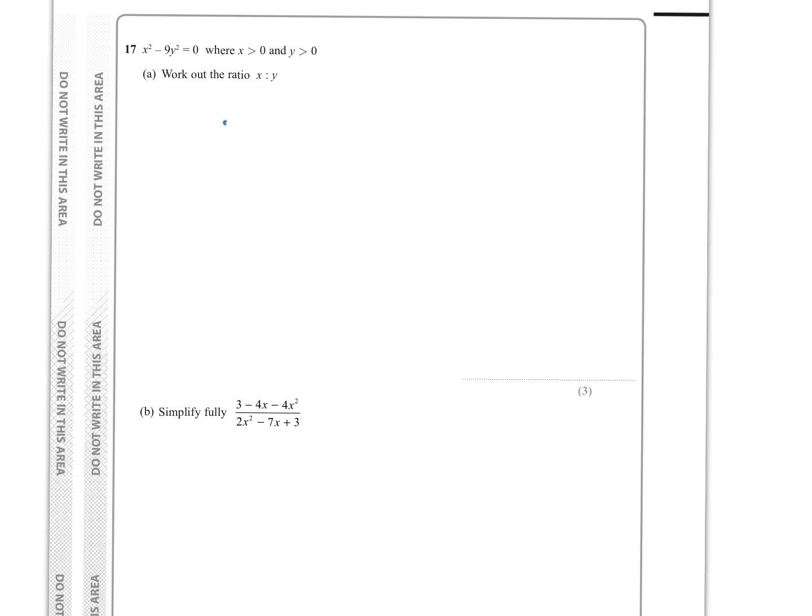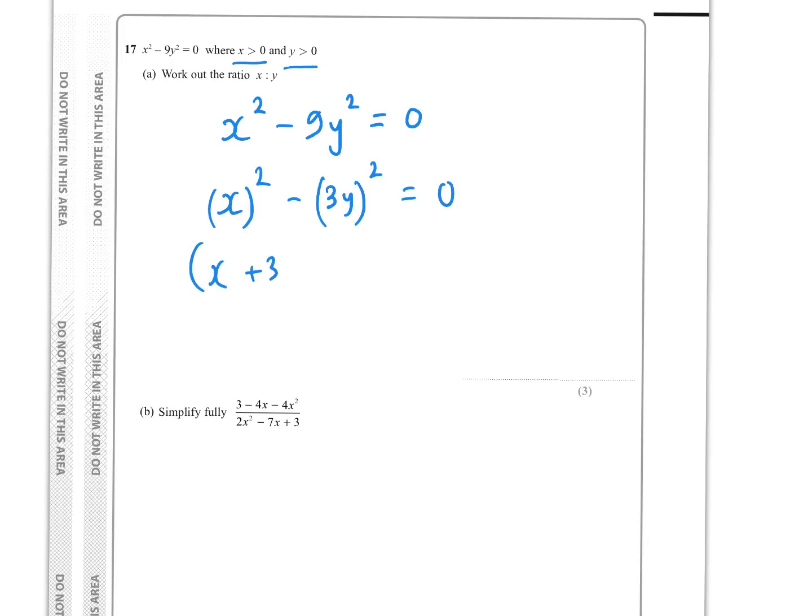Question 17. We're given x squared minus 9y squared equals 0, and we're also given that x is greater than 0 and y is greater than 0. Well, we could look at this as a difference of two squares, because it's x squared minus (3y) all squared. And that's the same as (x plus 3y) times (x minus 3y). This would give us x equals minus 3y, and this would give us x equals 3y.